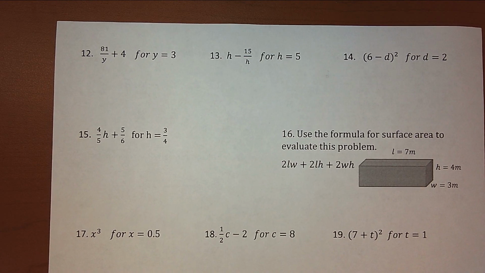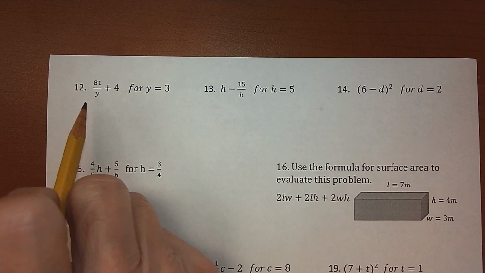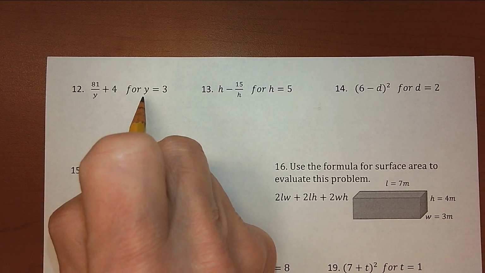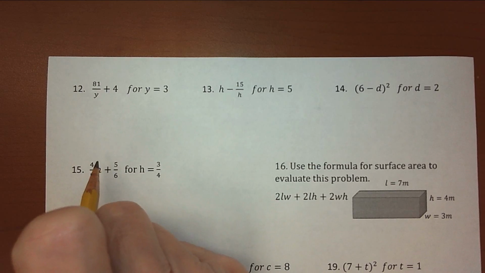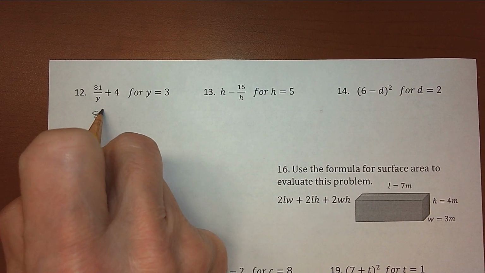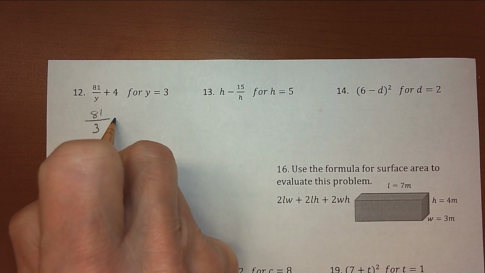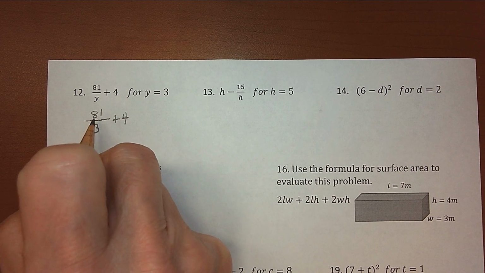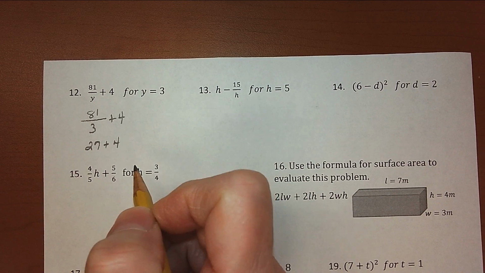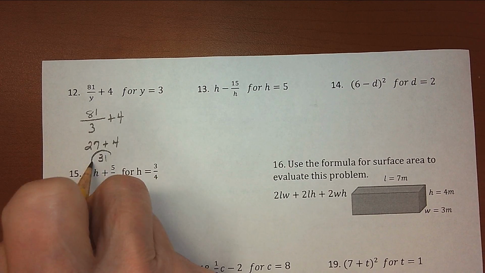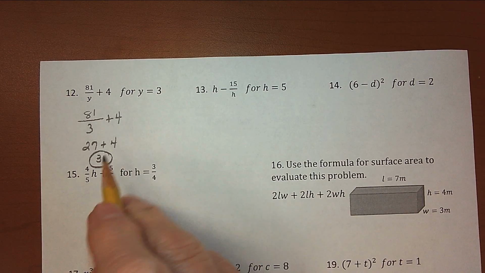Okay, here we are for page 2 of our Unit 5 study guide, getting ready for our test. So in our first set of problems here, we're going to substitute in for the variable as we're instructed to do so. So we've got 81 over y, and we're told that y should be 3. So this means 81 divided by 3 plus 4. 81 divided by 3 is 27. And then when we take 27 and add 4, we're going to get 31. So 81 divided by y plus 4 for a y of 3 is 31.